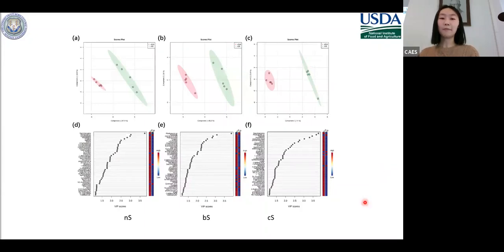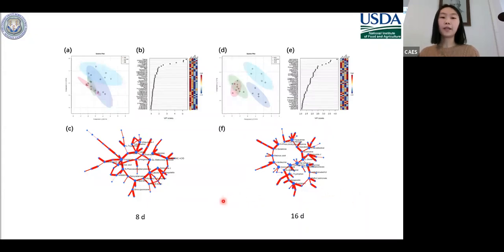And this PCA shows that a time-dependent effect was seen in all the sulfur-based treatments. However, at 8 days, no significant difference was found between the control group and all the other sulfur treatments. But at 16 days, the difference starts to show, with the coated nanosulfur and uncoated nanosulfur significantly different from the control group and the bulk sulfur group. This is in line with our previous data about the time-dependent effect.